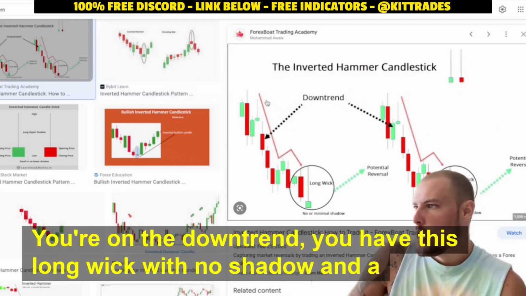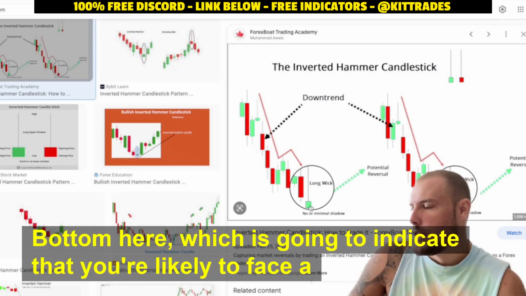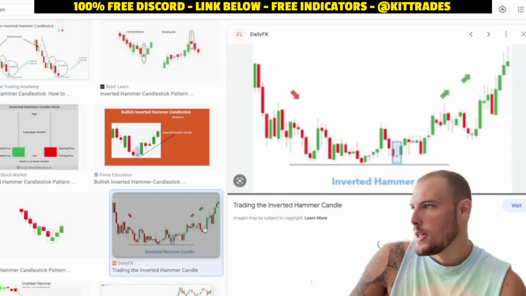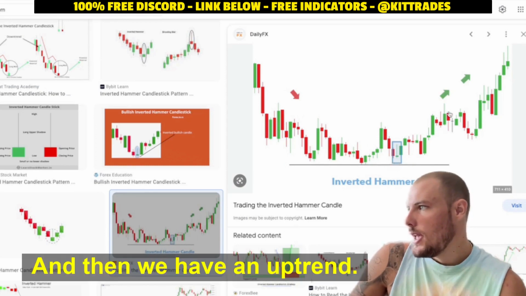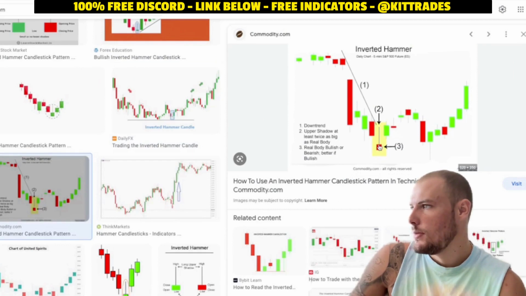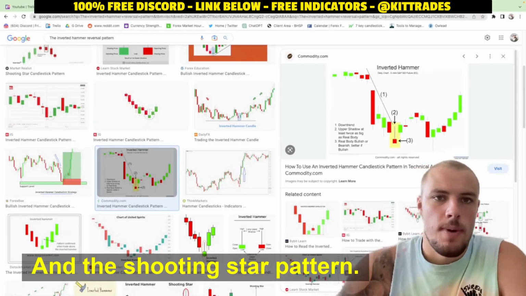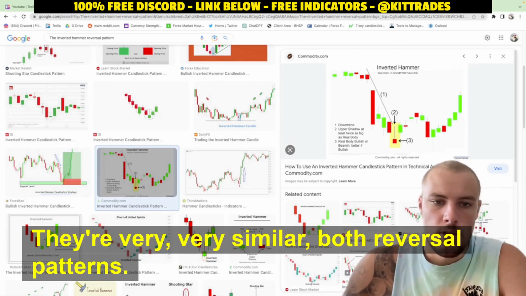Here's an example. You're on the downtrend. You have this long wick with no shadow and a body at the bottom, which indicates that you're likely to face a reversal. And then you reverse. Here's another one, and then we have an uptrend. One more time, and there we go, it takes off. The inverted hammer and the shooting star pattern, basically one's bullish, one's bearish. They're very similar, both reversal patterns.